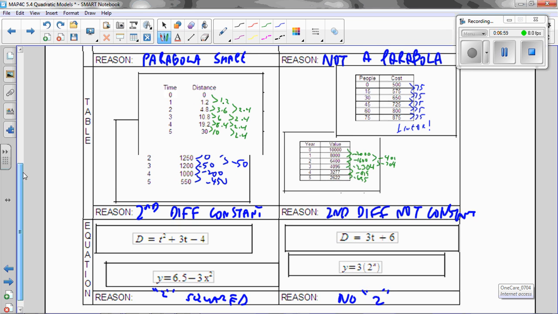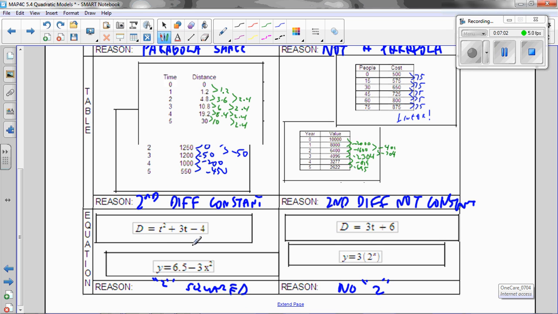What about the equation? What do equations look like? Well, the quadratic, the parabola-shaped equations have a squared in them. One of the variables is squared. This one's t squared. This one's x squared. So in the formula, we have a squared for quadratic. For non-quadratic, we don't have a little square here. This one's linear, and this one, if you remember back to grade 11, is an exponential model, and we'll actually talk about exponential models tomorrow. Hopefully you got something similar to that out of the activity.